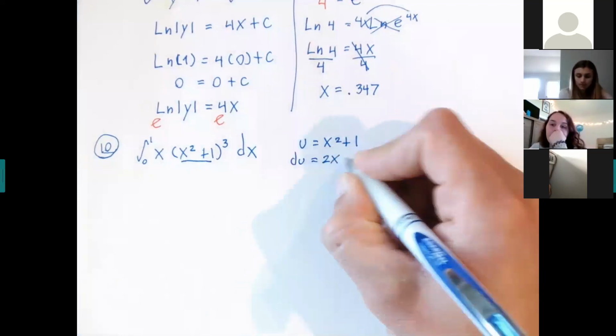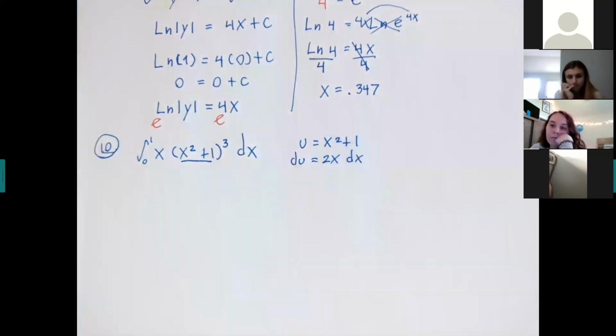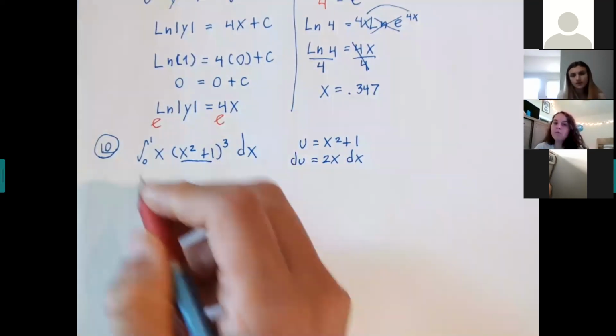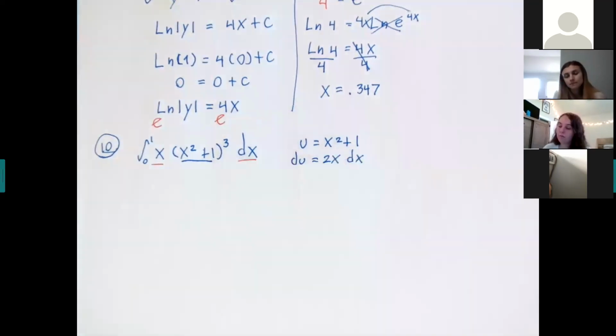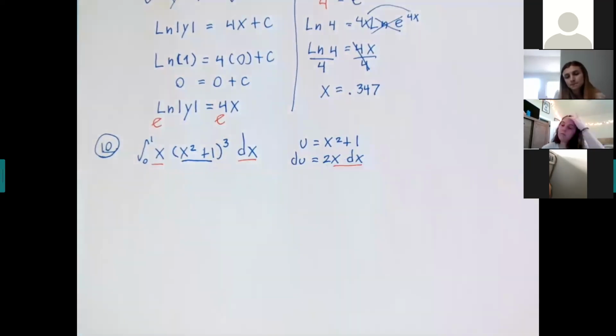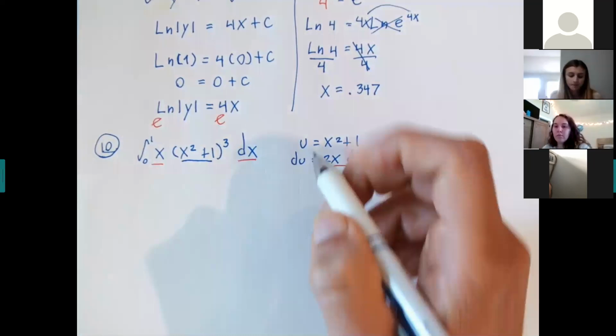So in my case, I know this is going to work out because notice that I do have an x. See, I have an x dx here. Let me underline it for you. X dx is right there, okay? And x dx is right here. I don't need that 2 though, so I'm going to divide both sides by 2.